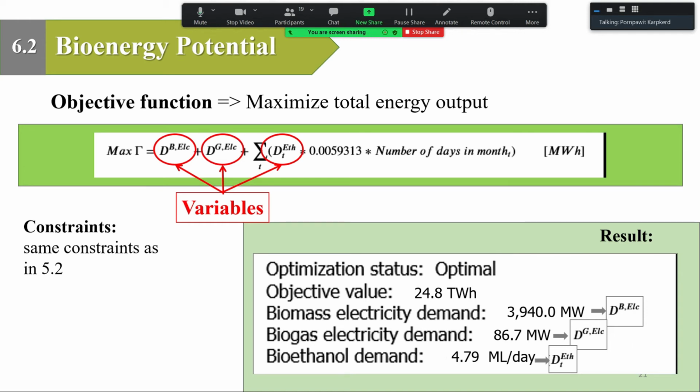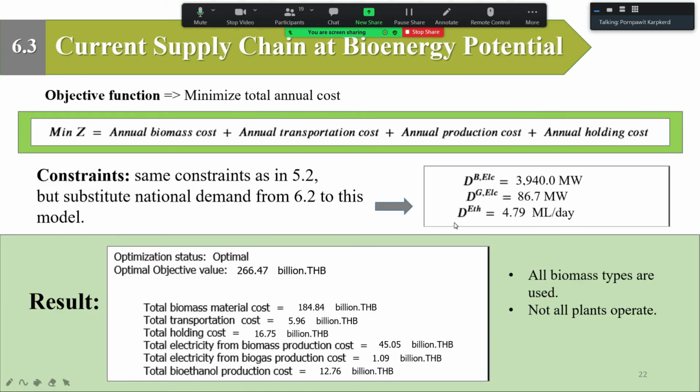So then, to see how our supply chain will be if we produce energy at maximum bioenergy potential, I substitute this value into the old model, where the objective function is to minimize the total cost. I substitute these numbers into the demand.